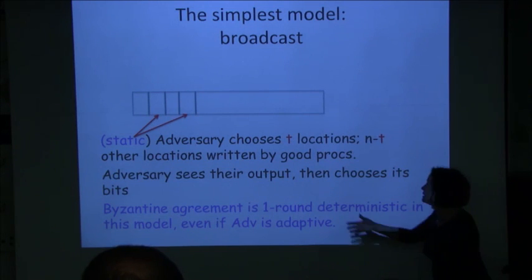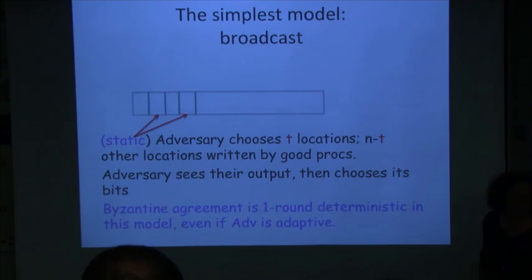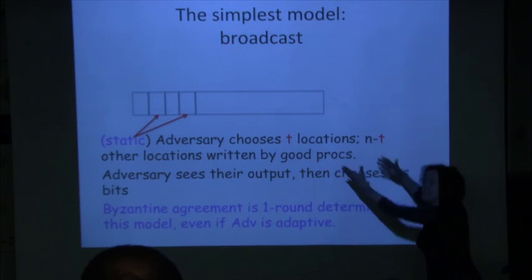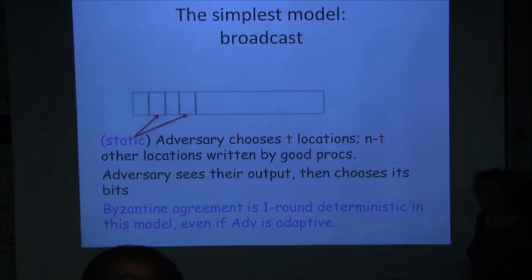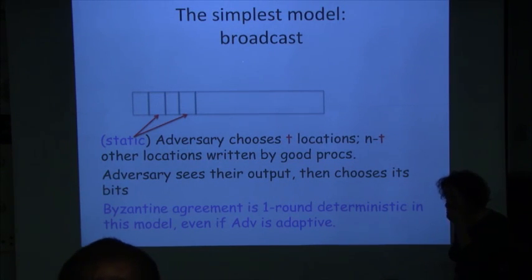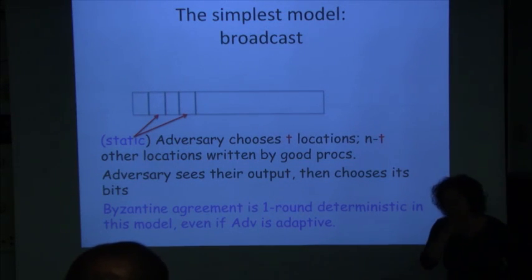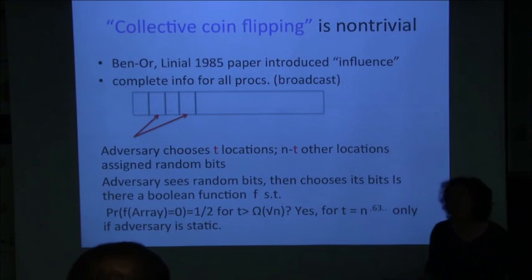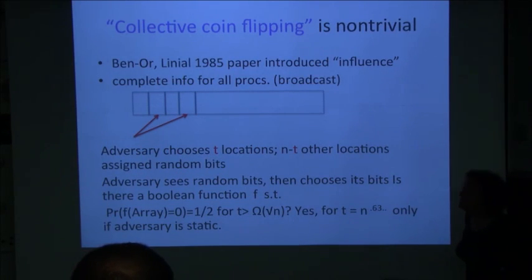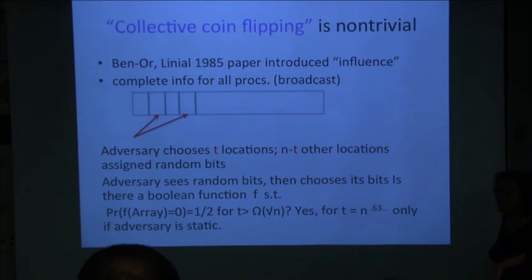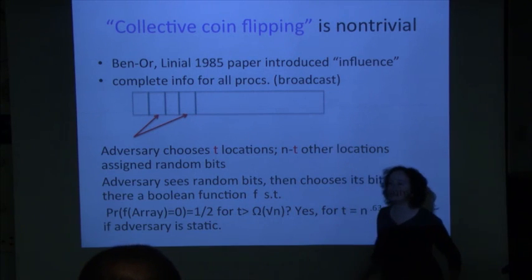Okay, so this is clearly easy. It's an easy model to do this problem because everyone sees all the input. If you see all the input, you'll all arrive at the same answer. And you can tell if it all has zeros or all has ones. And you agree on a threshold. So this is just trivial. Okay, but why are we talking about it? Because in 1985, Ben-Or and Linial wrote a very influential paper called Collective Coin Flipping, which is really worth reading for anybody. It's the question of, in this model, can we do a coin flip?